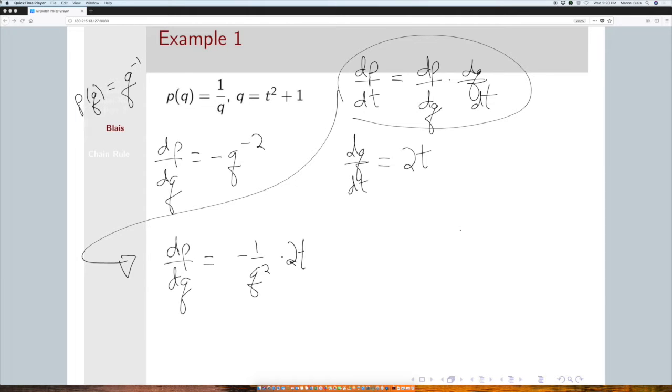And then remember, with these types of questions, you want to eliminate the intermediate variable from your final answer. And our Q was t squared plus 1. So we can plug that in here, and this gives us our final answer. Now you may note, could we have just made the substitution from the beginning? Could we plug t squared plus 1 in for Q here and compute the derivative directly? And the answer is yes, that will work. That is a perfectly valid approach.